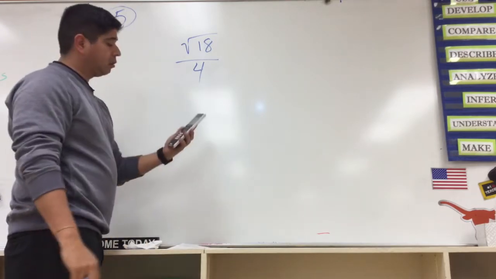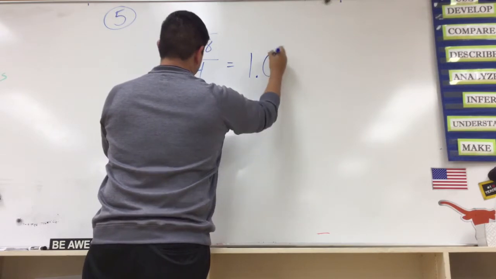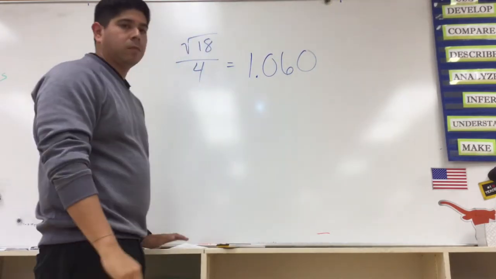Write your answer out to 3 decimal places. So we got 1.060. That's my answer. Simple.